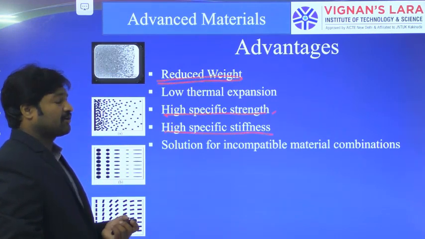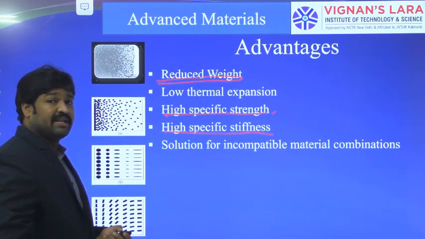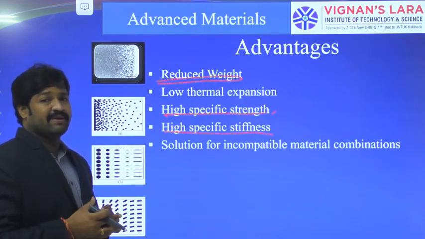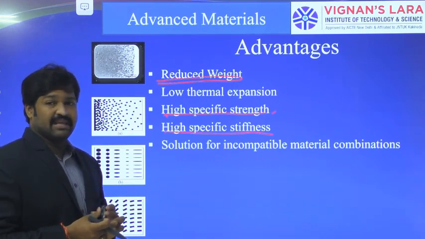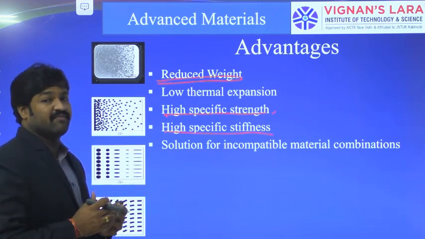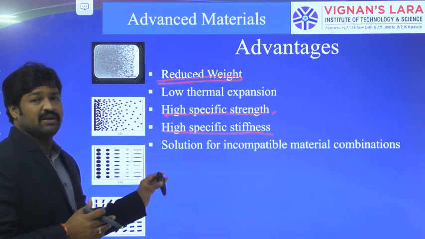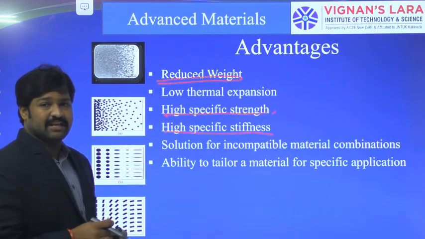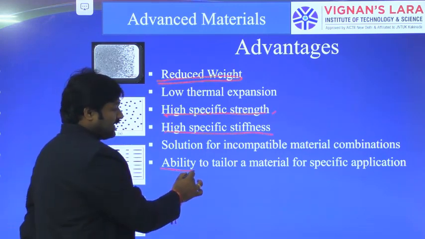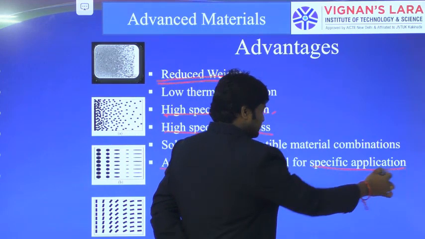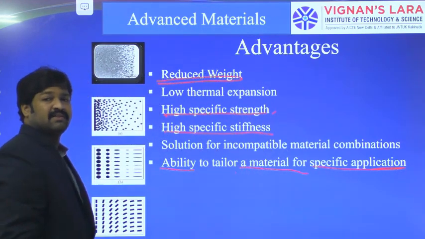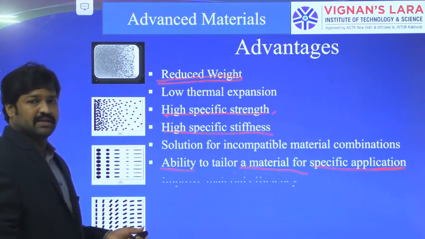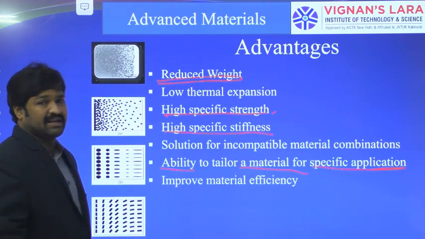So this is the solution for incorporating material combinations. Not all material combinations are possible in alloying, because due to thermal equilibrium, those combinations cannot be made. Whereas many combinations are possible in functionally graded materials. These materials have the ability to tailor the material for specific applications. Depending upon the application, we can design different functionally graded materials. So, improved material efficiency.